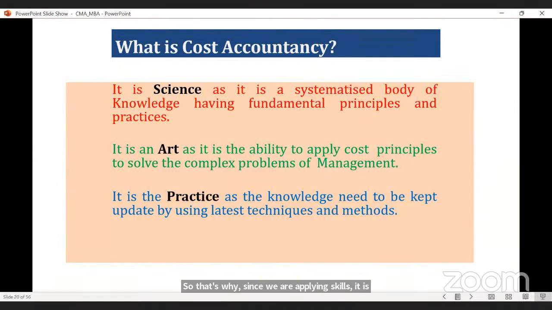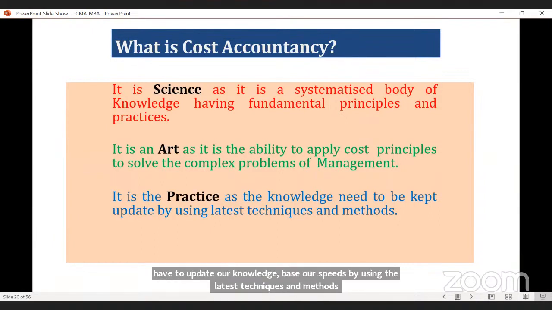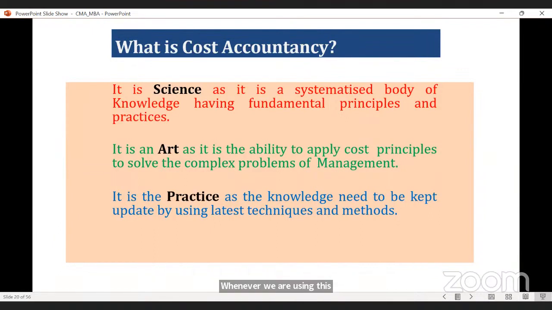Again, we can say cost accountancy is a practice, as the knowledge needs to be kept updated by using the latest techniques and methods. It is not that we have studied and the studying ends here. No, we have to update our knowledge base and our skills by using the latest techniques and methods. Earlier, in the old days, we followed various costing methods to ascertain the cost manually. But now we are using various softwares. We are using new techniques and methods of costing in order to minimize the cost, control the cost, and reduce the cost of a product or service.